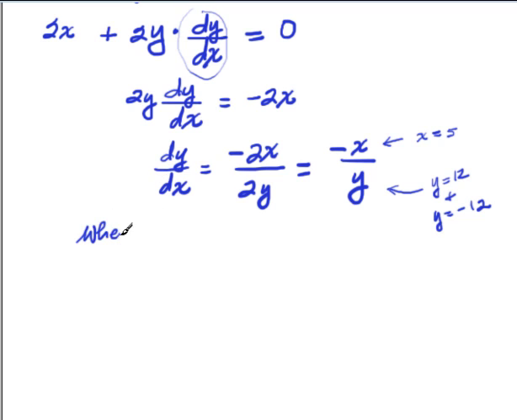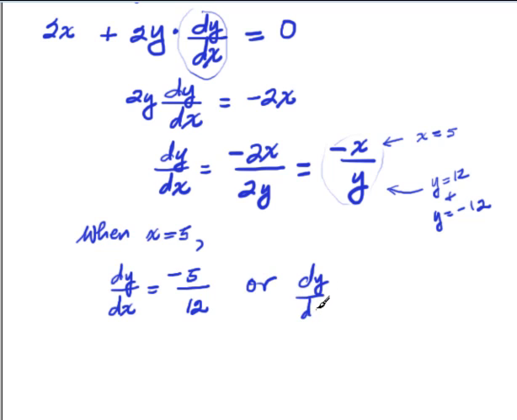When x is equal to 5, we have dy/dx is equal to, subbing in right here, minus 5 over 12, or dy/dx is equal to minus 5 over minus 12, which is 5 over 12. Okay. So we have two values.